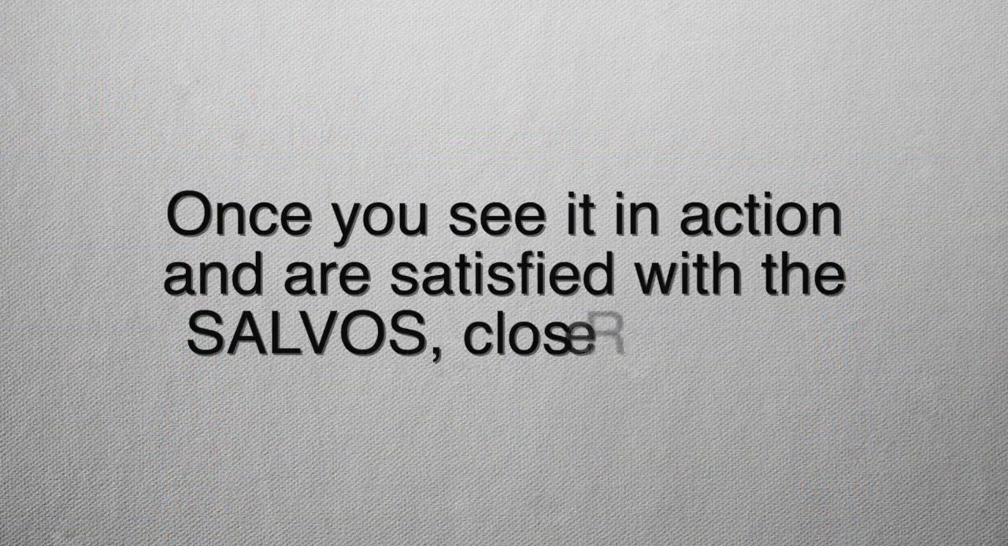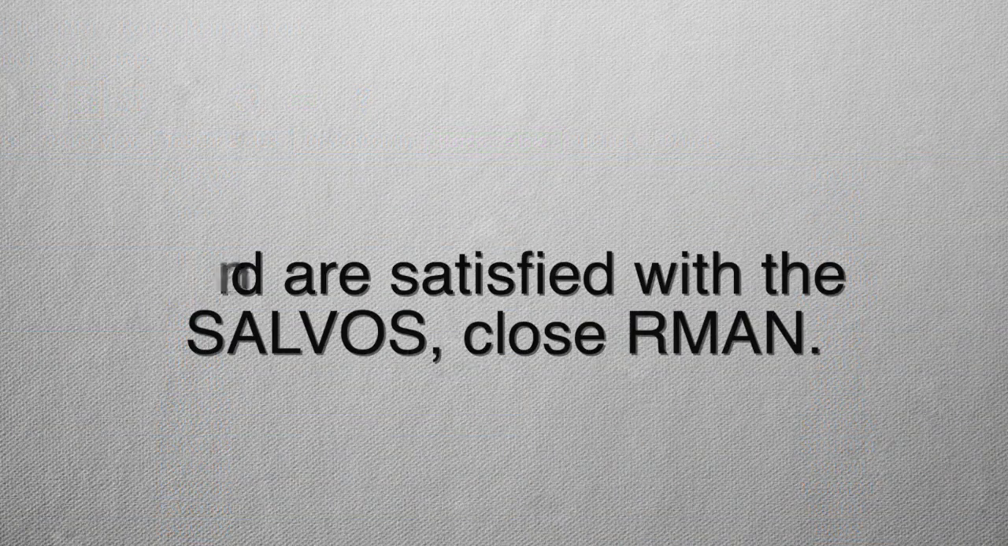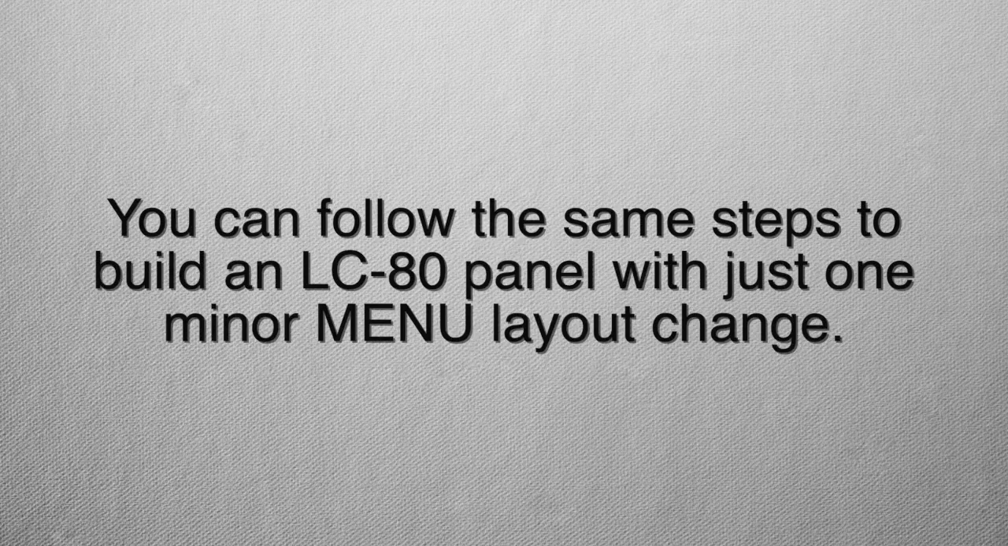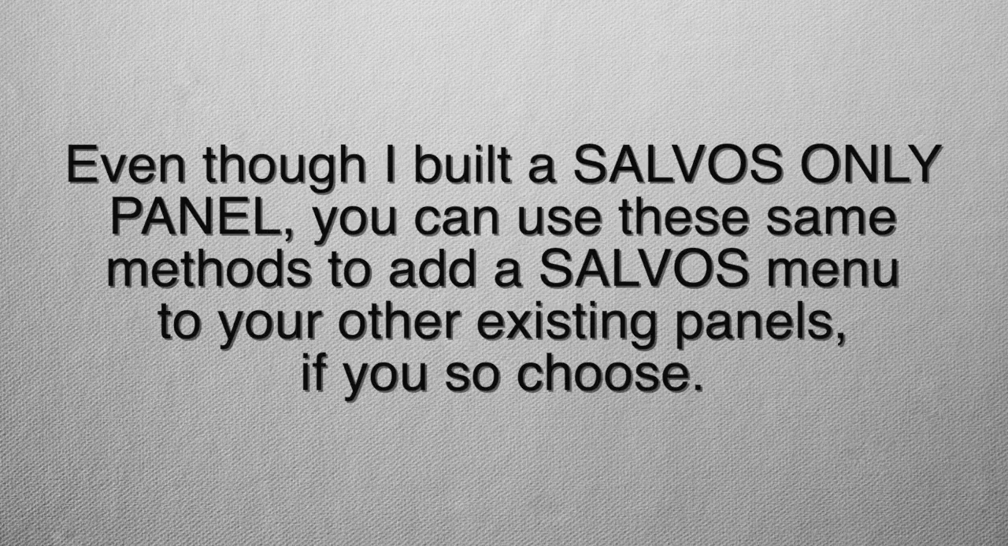Once you see it in action and are satisfied with the salvos, close RMAN. This is all there is to configuring and using an LC32 salvo panel. You can follow the same steps to build an LC80 panel with just one minor menu layout change. Even though I built a salvos only panel, you can use these same methods to add a salvos menu to your other existing panels if you so choose.